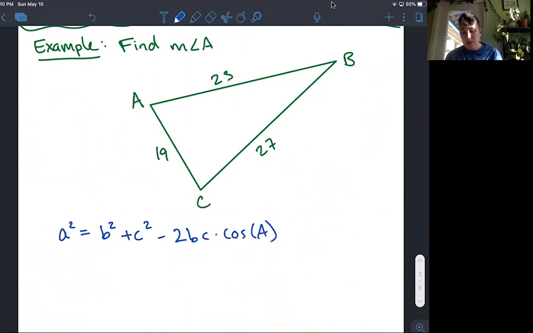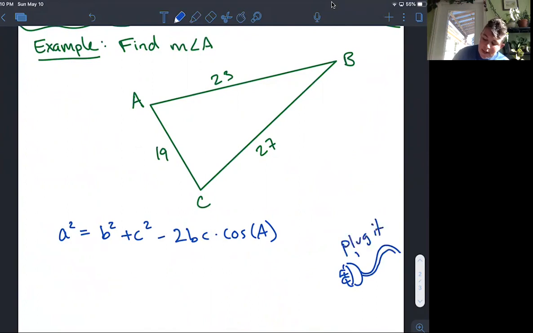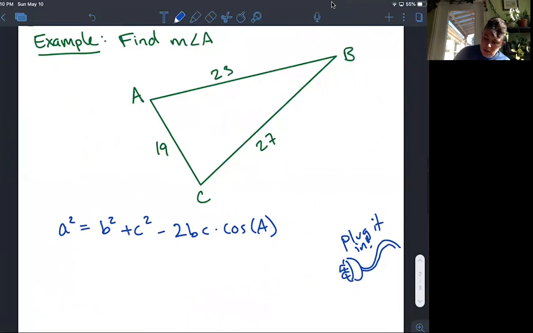And then what do you do next? Here's a hint: plug it in, plug it in. That looks really scary. I don't know how I feel about that. So we're just going to plug it in. Remember, that's the name of the game with the law of cosines, is just plugging in the stuff that you know. So let's do it.